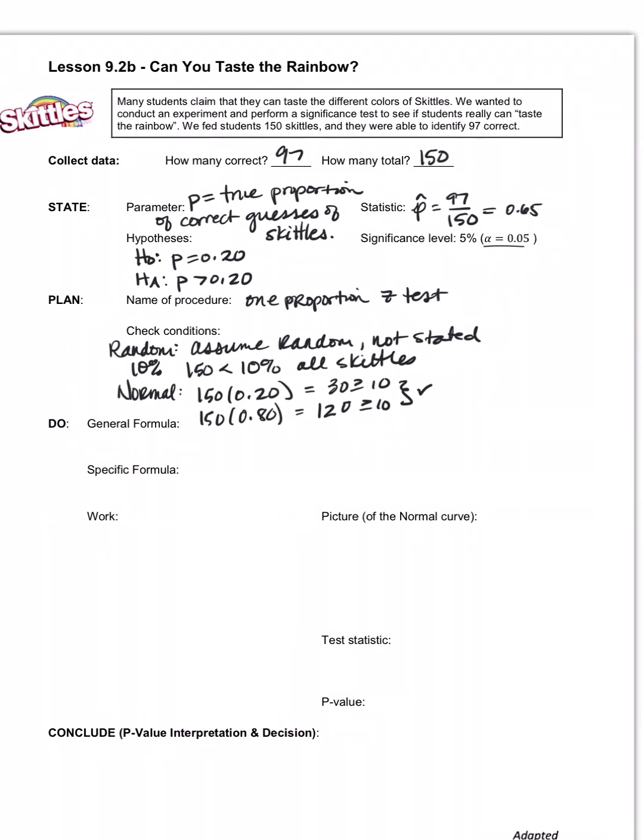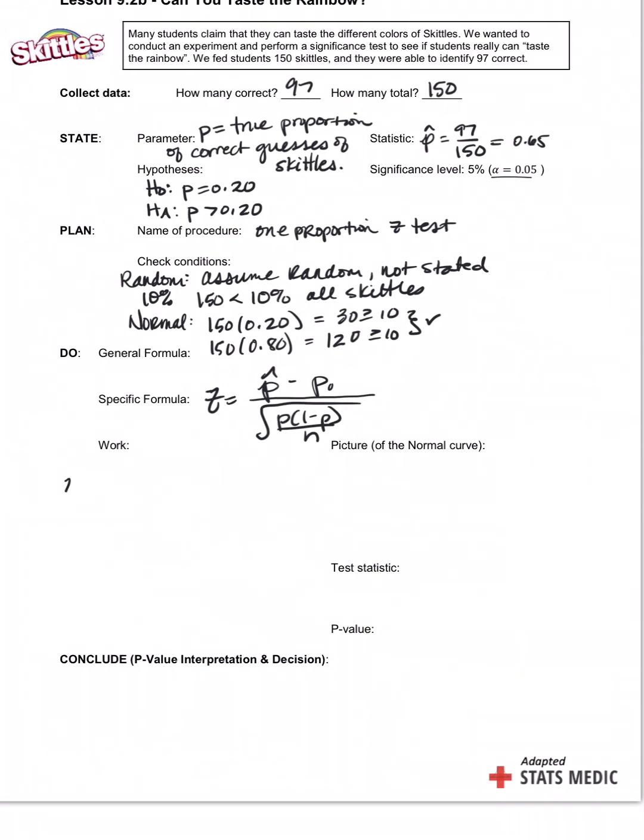All right, general formula versus specific. I'll show you the difference in a moment, but specific formula, if we're doing z-scores, we would do z equals p hat minus the p naught value over that standard error formula we've talked about before. So I'm going to show you the z-score method. You don't have to use it, but you need to be familiar with it at least. So if I plug in my values here, I get 0.65 minus 0.2 over the square root of 0.2 times 0.8 over 150. And let's just see what we get.